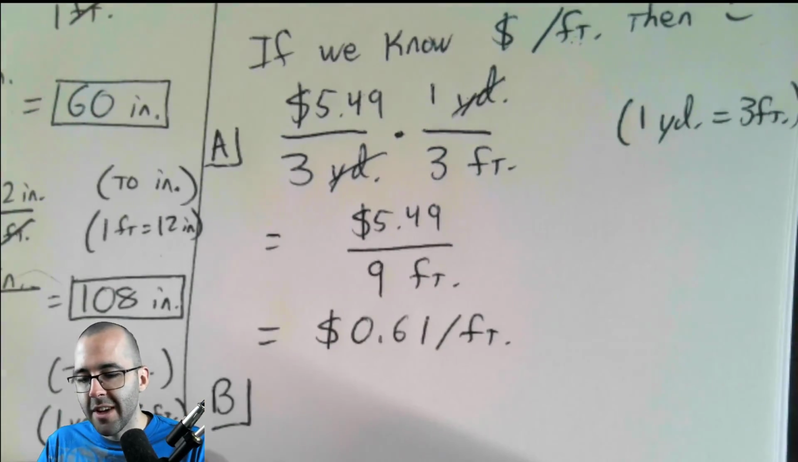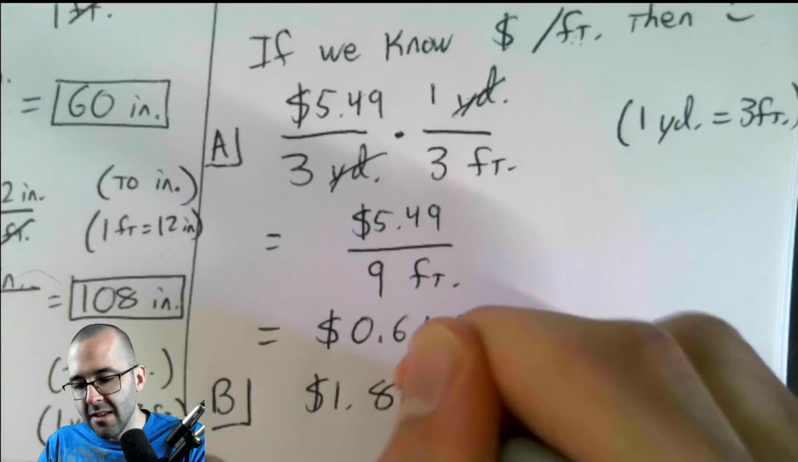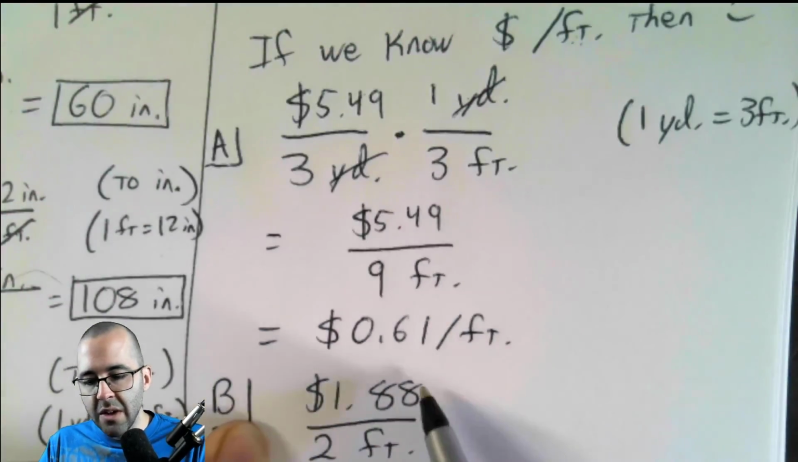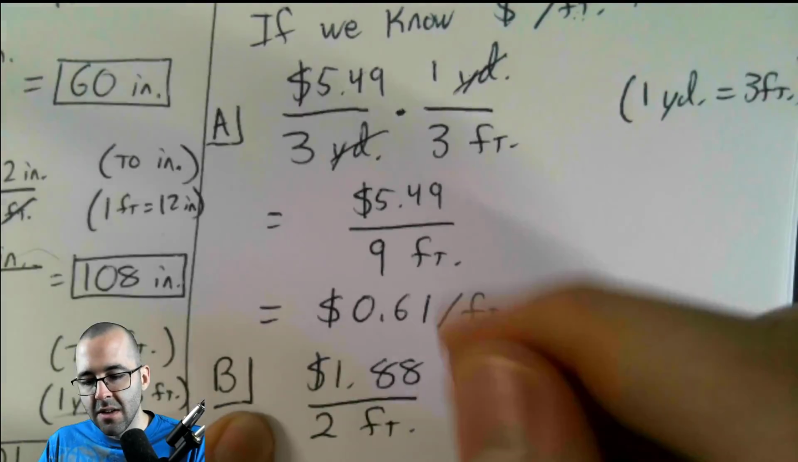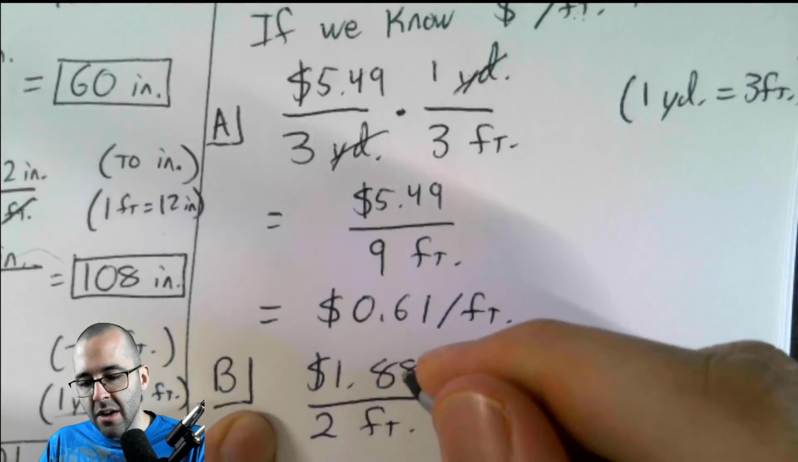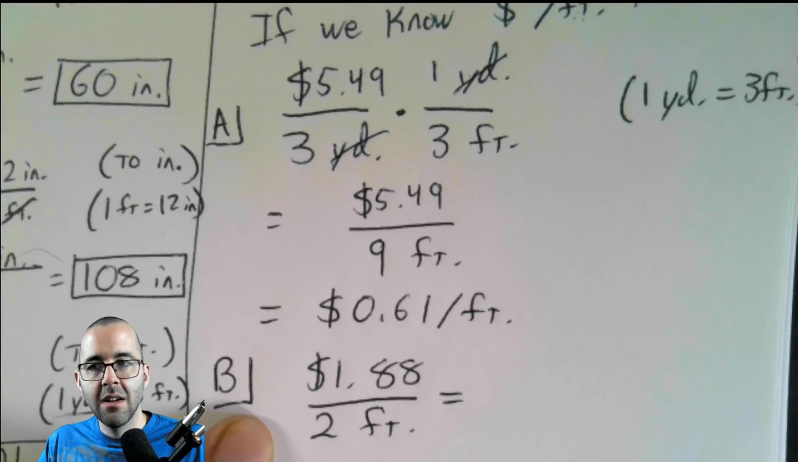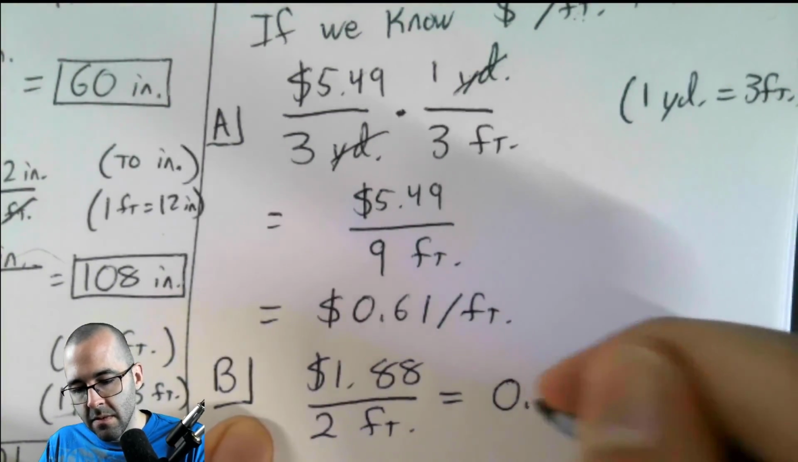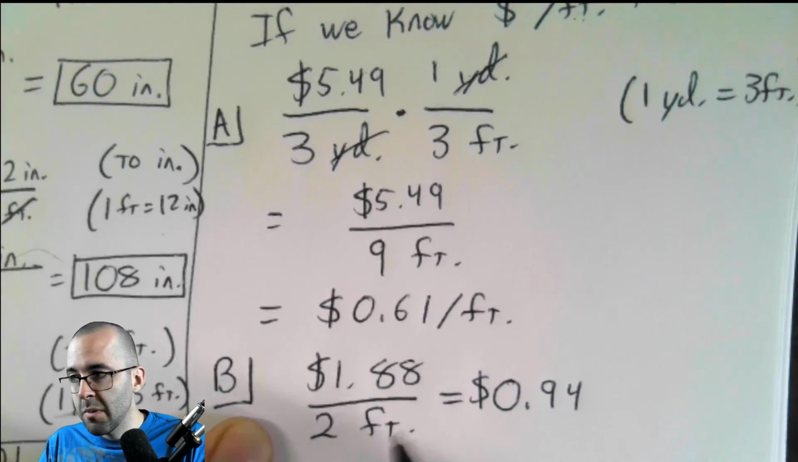All right, hopefully you've done that, paused and unpaused. Let's see if we got the same thing. So B was $1.88 per 2 feet. Well, if we want dollars per foot, we already have feet. We just need to divide it out. So 188 divided by 2. Oh, I don't trust myself to do that in my head. Is 0.94. And again, what are our units? Dollars per foot.